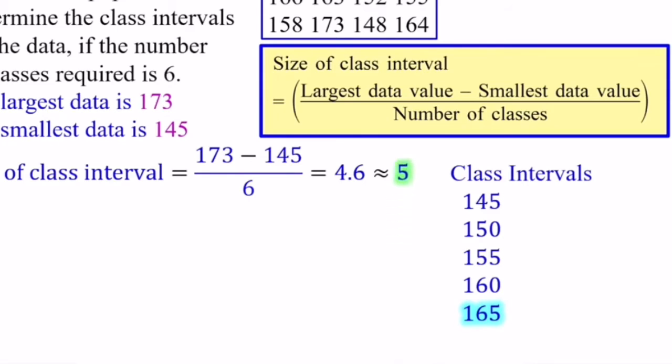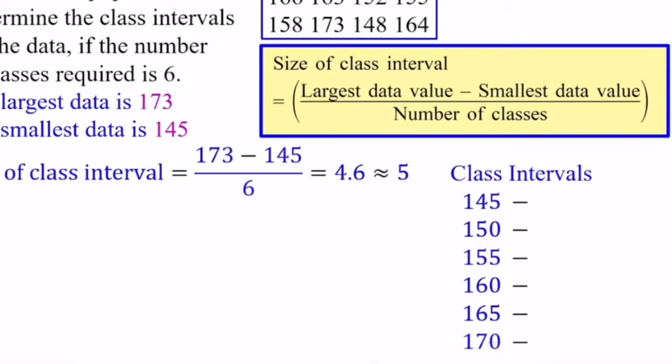165 plus 5. So every lower limit you have to plus with the size of the class to get the next one. So for example here, I have 165 and plus 5, I will get 170. I think that is enough to cover the maximum data, which is 173. So that means I will stop adding. I don't think I need 175, right? 170 is good enough for me to arrange all the data in the group data.